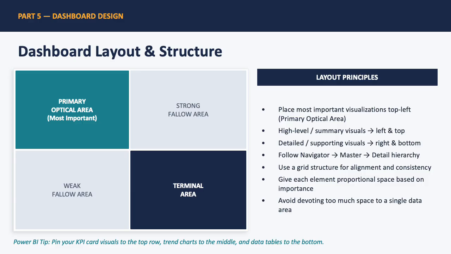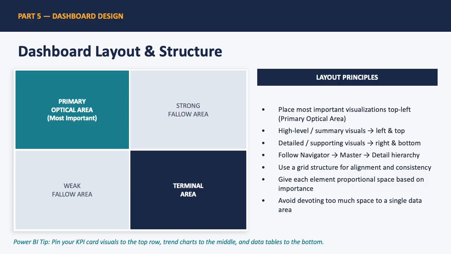The practical implication is clear. Your most important KPIs and primary visualizations should always occupy the top left of your dashboard. Supporting charts and contexts belong at the right and bottom. Detailed tables, if needed, belong at the bottom.